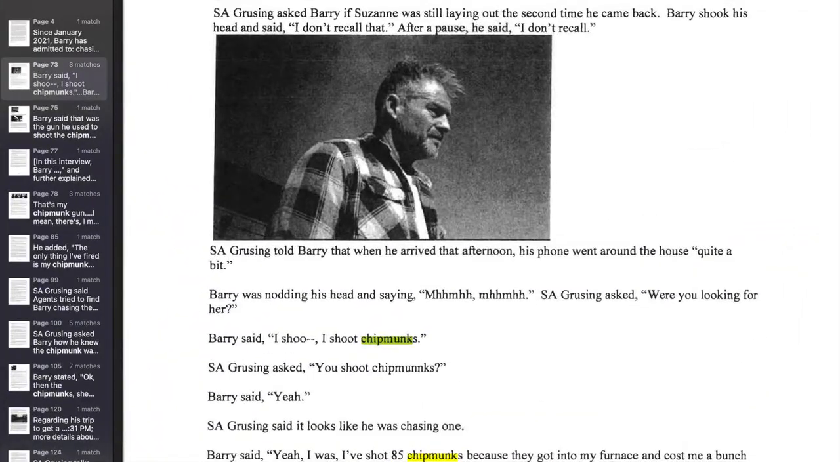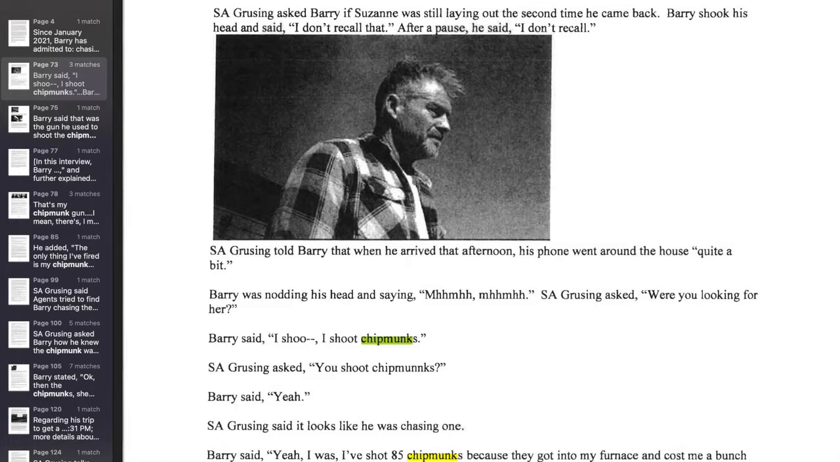Now on page 71, we get the context in which that came up. He in fact wasn't shown the data, but he's obviously aware that that data must exist, because the investigator asked Barry if Suzanne was still laying out the second time he came back. Barry shook his head and said, "I don't recall that."